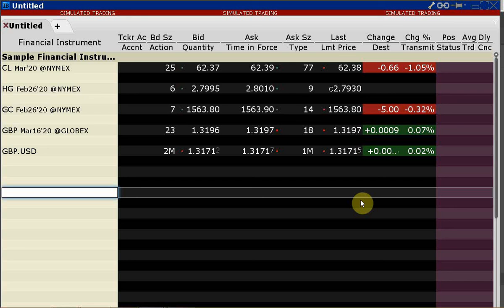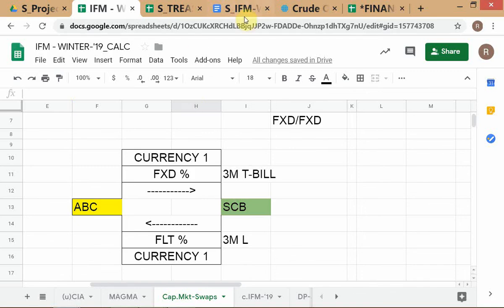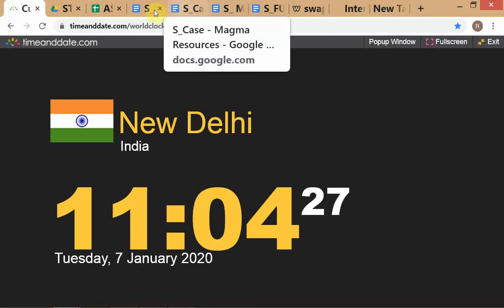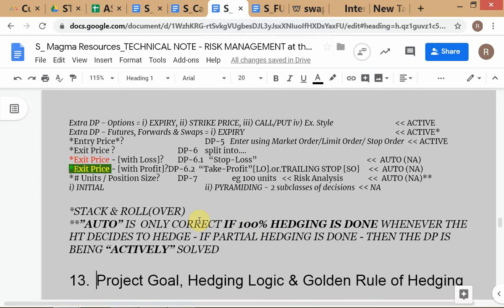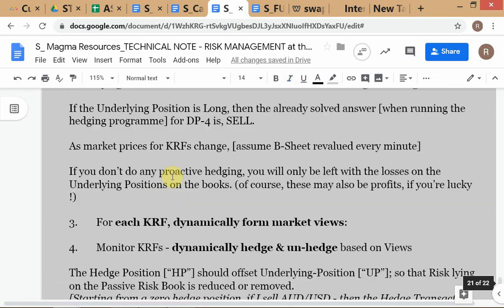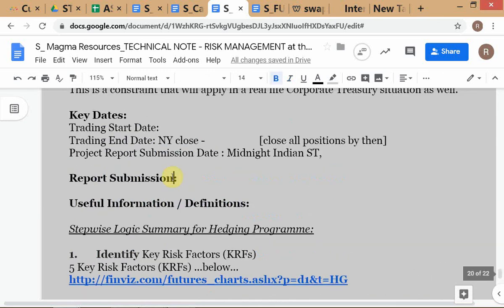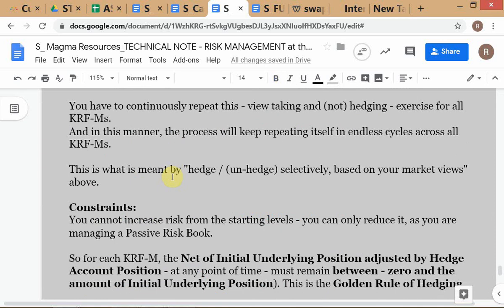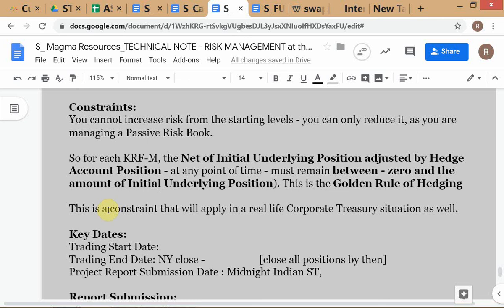But the point is that I may have said it wrongly. Today I mixed up futures and forwards because I've been using these words so many times. That's why you should read the notes. What does the note say here? If you look at the note, we have discussed the golden rule of hedging in the project brief, which I have appended to the end of this. Yes, this is the golden rule of hedging, so you should read it from here, from my notes.